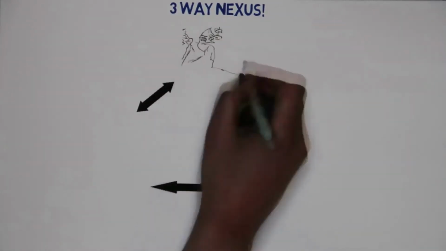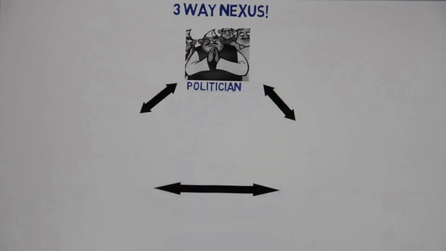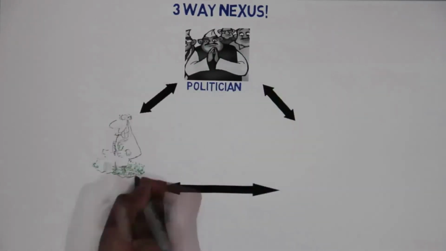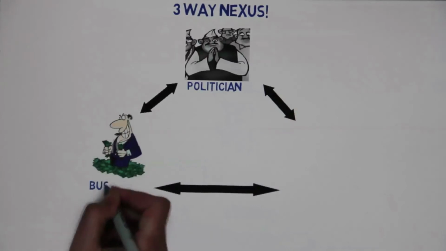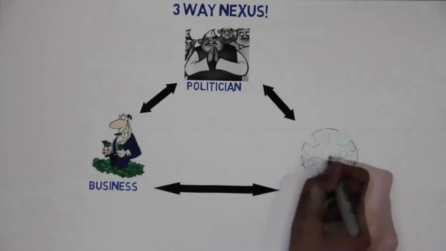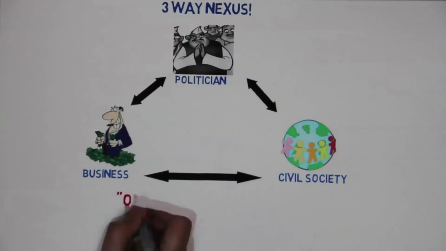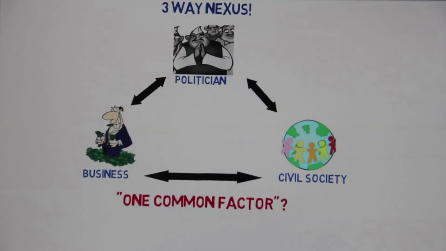First, we have the politicians or netas who supposedly run the country. Then we have various businesses which contribute to the country's economic growth. And finally, there's the civil society. So what do you think is the one common factor here? Think.